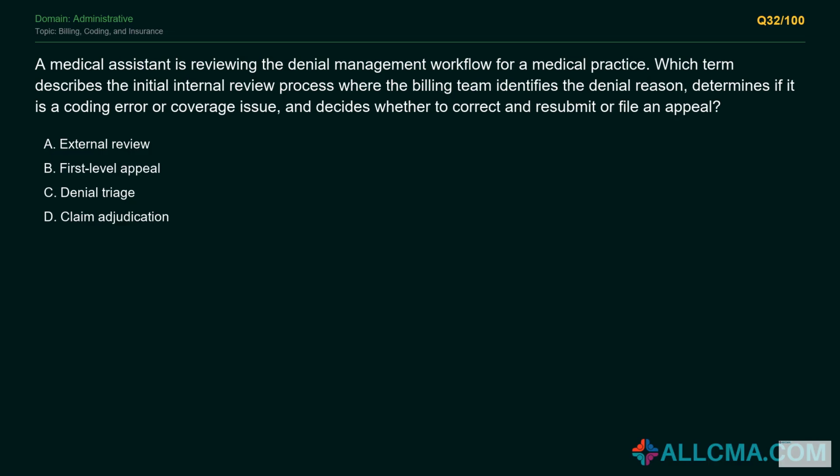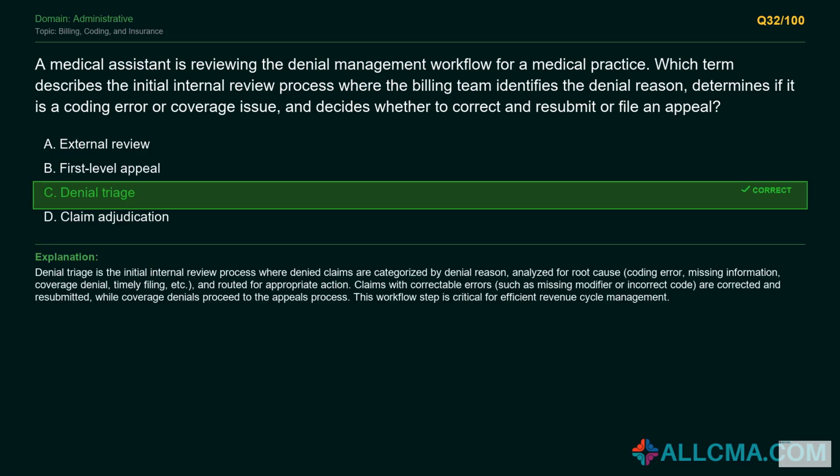The correct answer is C. Denial triage is the initial internal review process where denied claims are categorized by denial reason, analyzed for root cause, coding error, missing information, coverage denial, timely filing, etc., and routed for appropriate action. Claims with correctable errors, such as a missing modifier or incorrect code, are corrected and resubmitted, while coverage denials proceed to the appeals process. This workflow step is critical for efficient revenue cycle management.